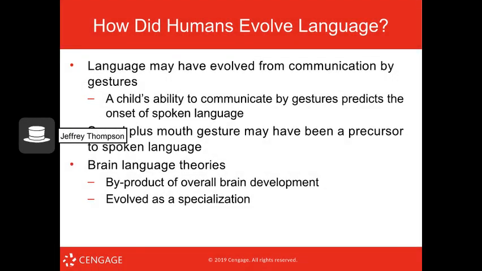So, how did we evolve language? Well, language could have evolved from using gestures to communicate. When we see children using gestures early on to communicate, that's going to predict later onset of spoken language. So, what likely happened was sound plus gesturing with your mouth might have been a precursor to spoken language.